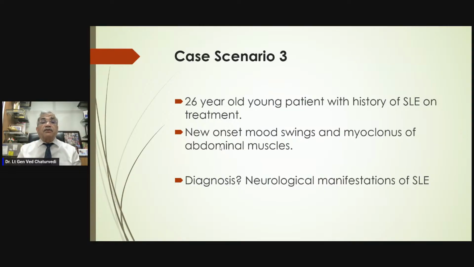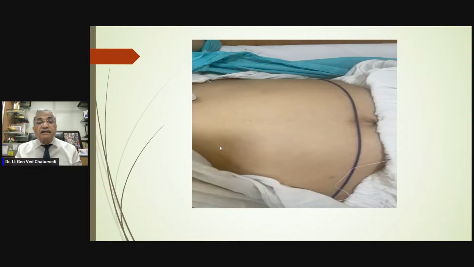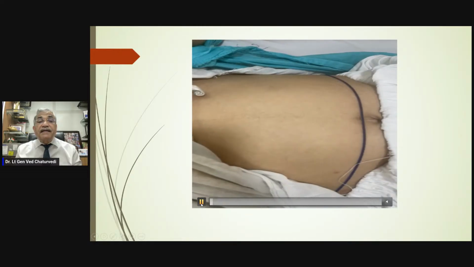Neuropsychiatric manifestation should not be forgotten. This is our patient, I'll just show you. This is a young girl who came with movement of abdominal muscles. She was moving her abdominal muscles, so I didn't know what it was. So see, this is a video. Just see whether it moves. This is myoclonus.